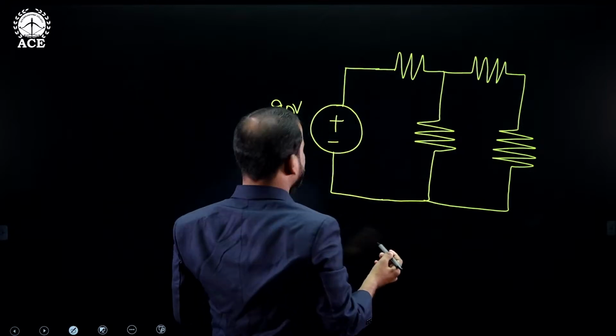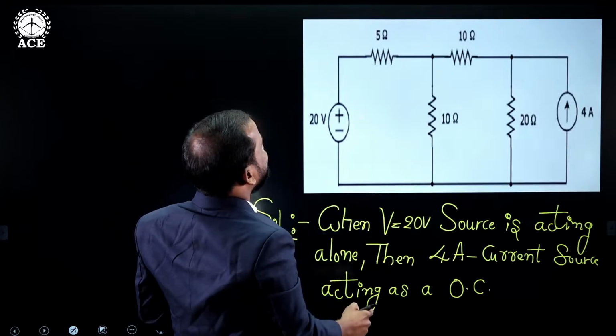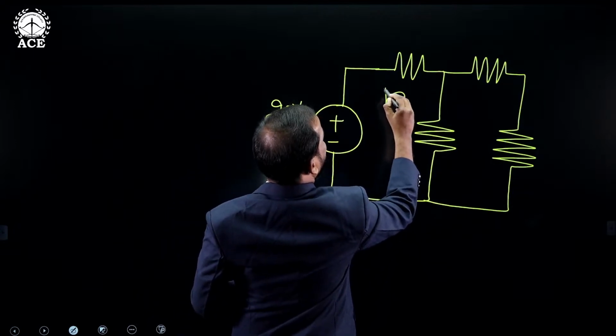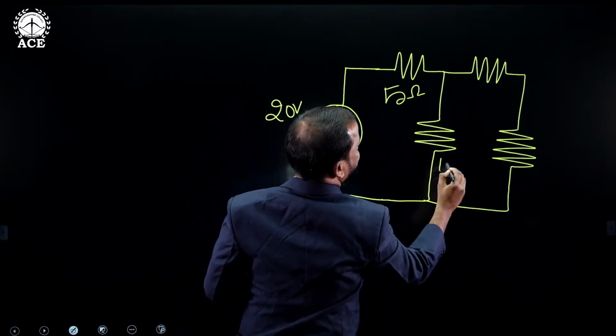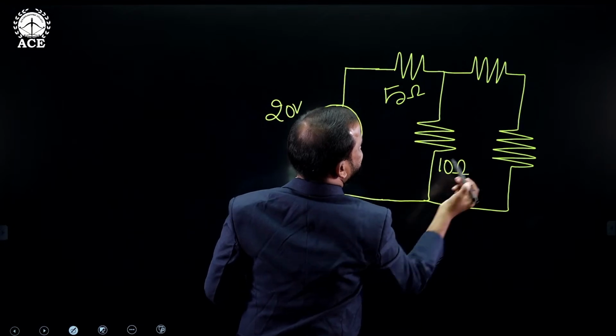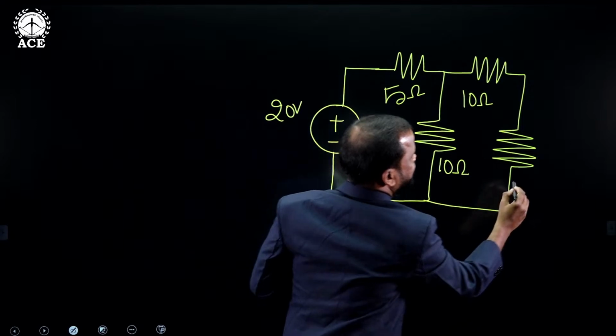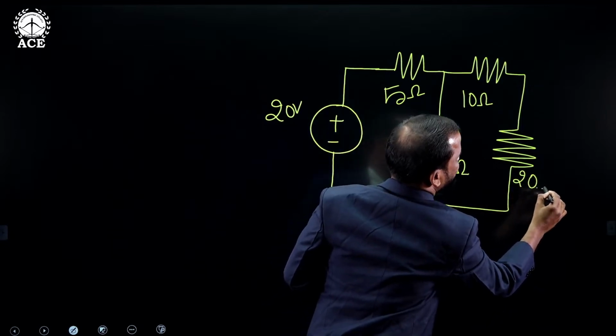Okay, so these are the given resistances. Now what are the values of the resistances? 5, 10, 10, 20. So this one is 5 ohms, the value of this resistance is 10, this is also 10, and this one is 20 ohms.